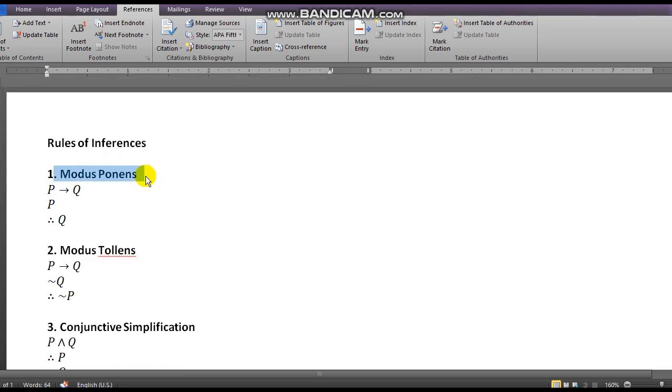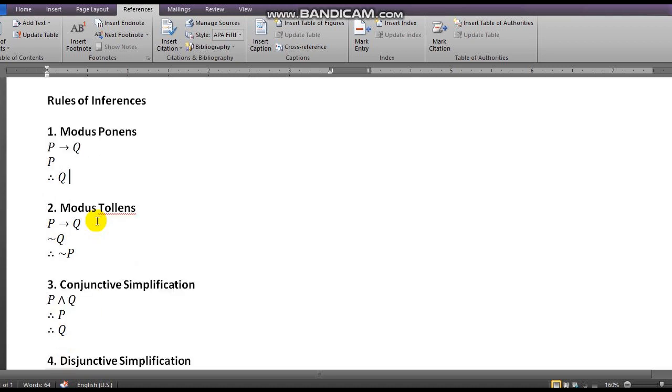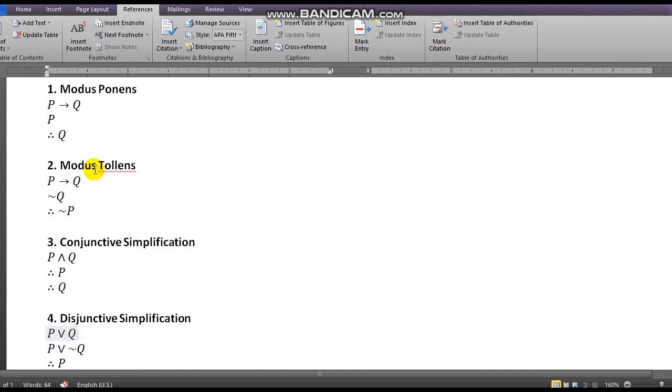So our first rule is modus ponens. Modus ponens has two statements, P implies Q and P. If these statements are true, then we can infer that Q is true. So that's modus ponens: P implies Q is true and P is true, therefore Q is true.